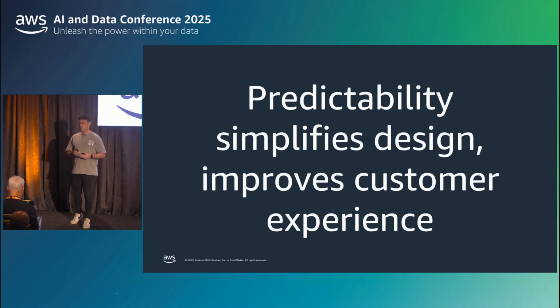So we need to involve predictability. Not only does it improve the customer experience, but it can also help you as engineers to build your systems better and more easily. We spend a lot of time at Amazon building predictability into our systems.